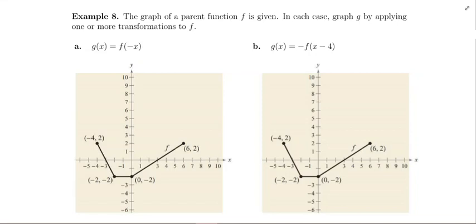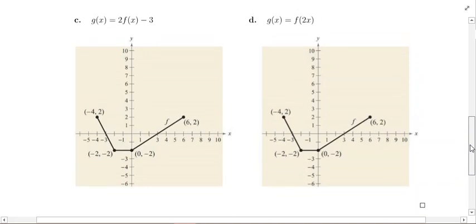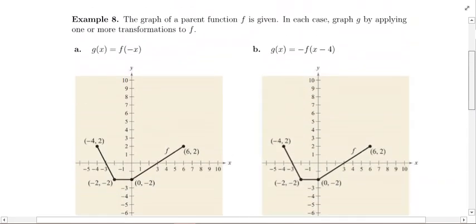Example 8. The graph of a parent function f is given. In each case, graph g by applying one or more transformations to f. All right, so if you just give this page a quick scan, you will see that there are 4 different graphs here. Each of the graphs has the same parent function.